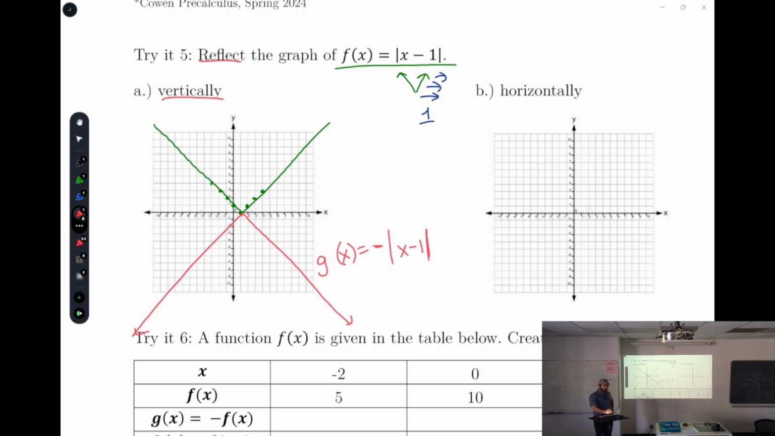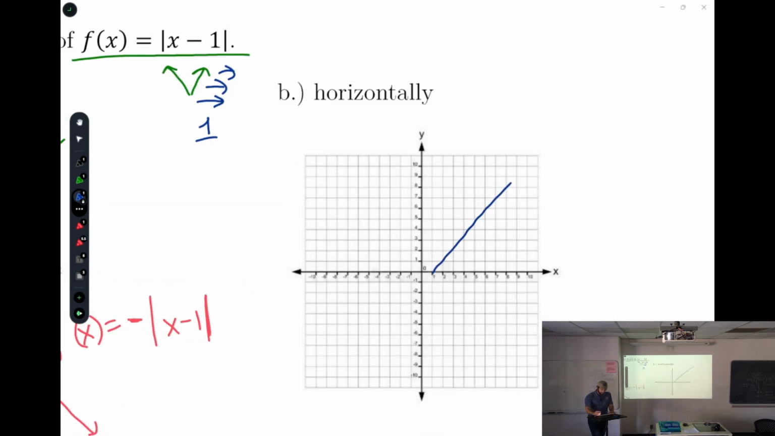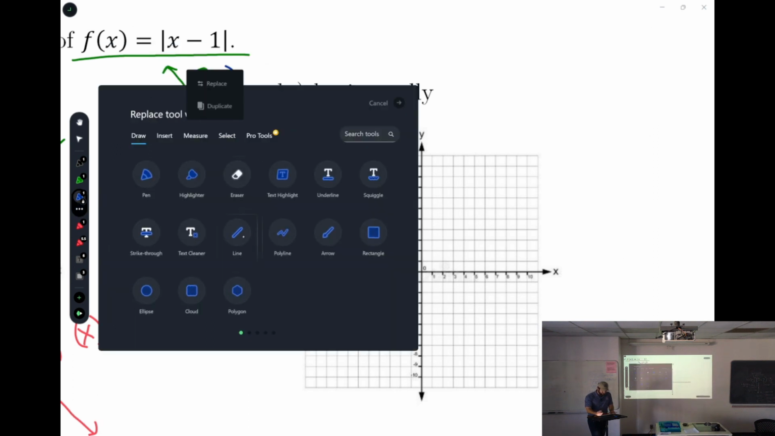Now the horizontal one is a little more annoying, but we can do it. X minus 1. I'm just going to redraw the graph again. It is really hard to draw. I should get a line tool. Watch this. This is going to be fun for me. A line. Where's the line? Anybody see a replace tool? Replace with a line.